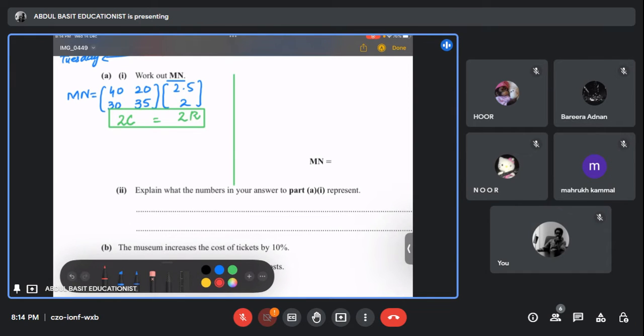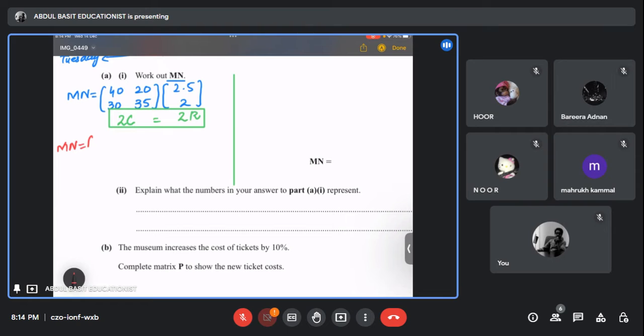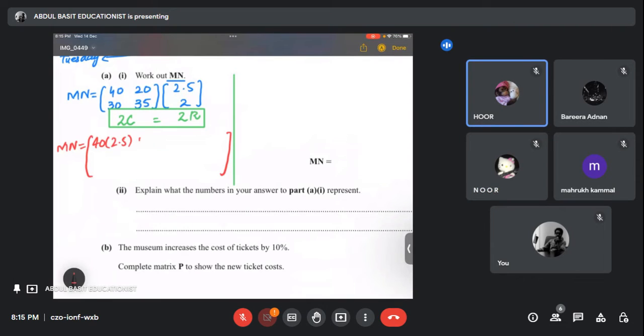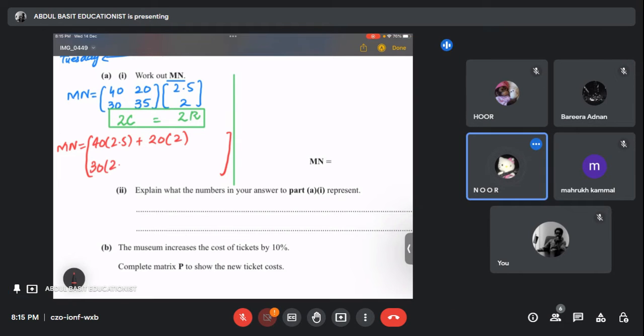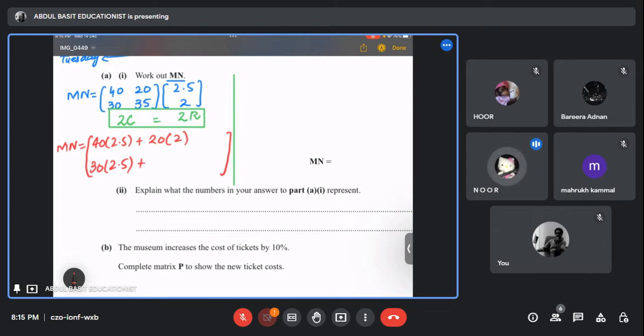So Hoor, I want you to tell me what MN would be. I want you to take the numbers. First row, first column. Go ahead. So 40 into 2.5, then plus 20 into 2. Very good. Okay, now Noor, your turn. We are done with the first row. We have 30 into 2.5, very good, plus 35 into 2. Well done.